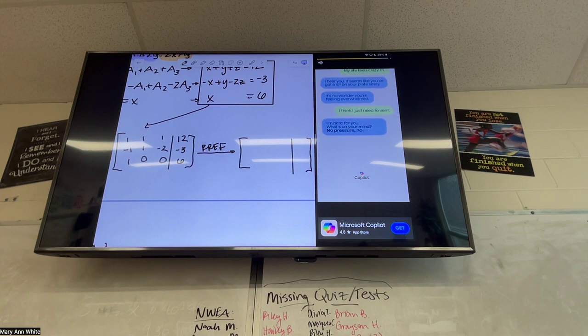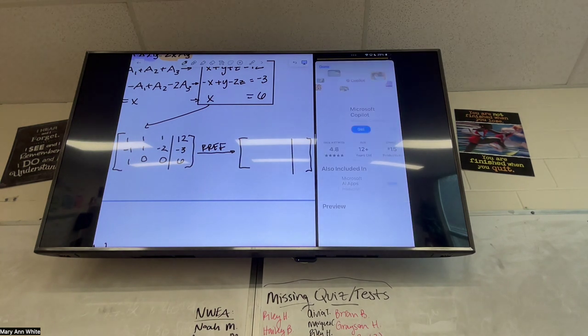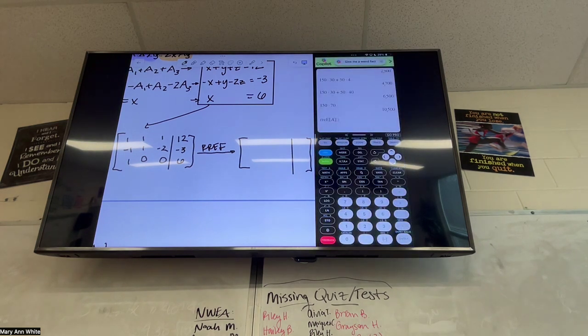Make sure you're entering this in on your calculator because I can't help you with this. If you don't know how to enter something in, I'm gonna be like, sucks to suck. I know that's not very nice, but that's how I feel. You need to enter it in. Your calculator might look different than mine.